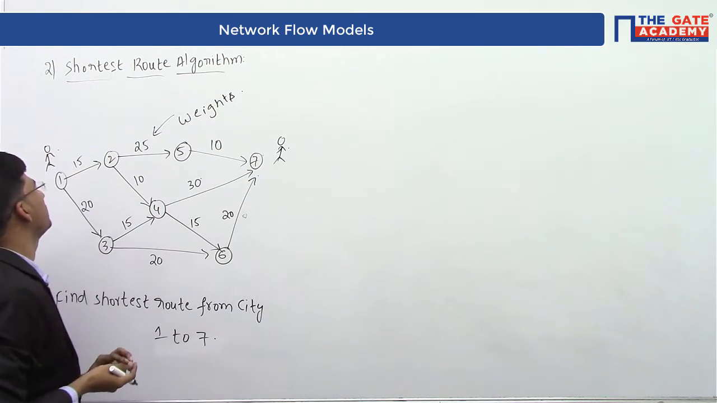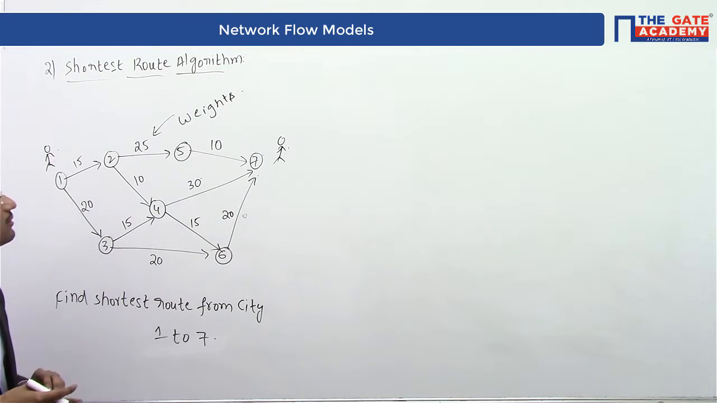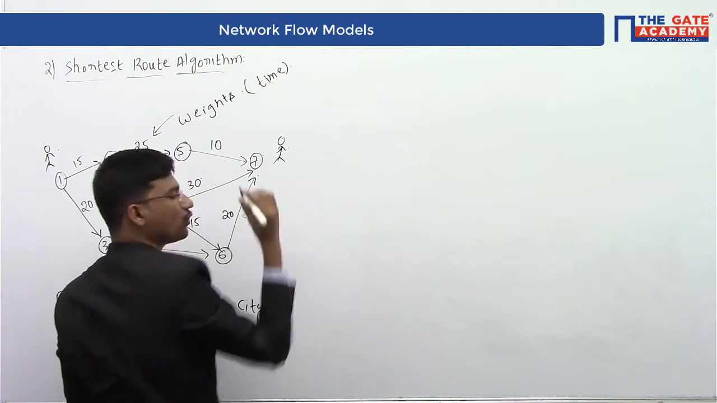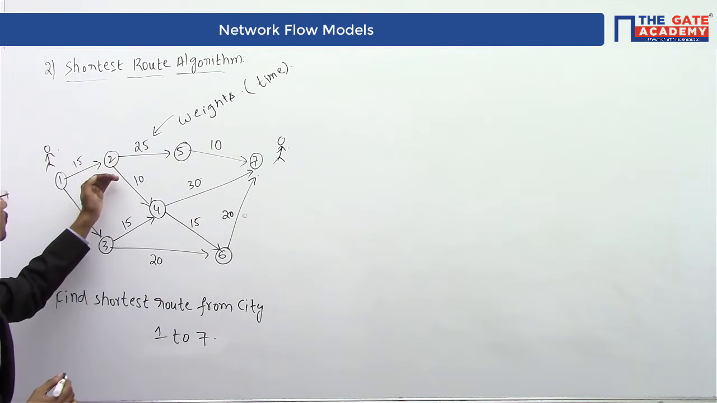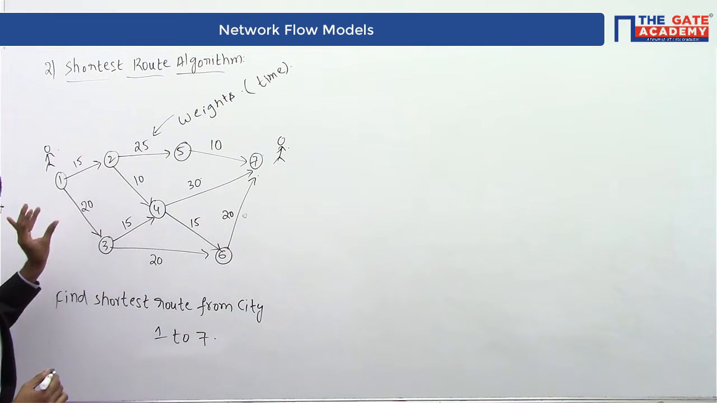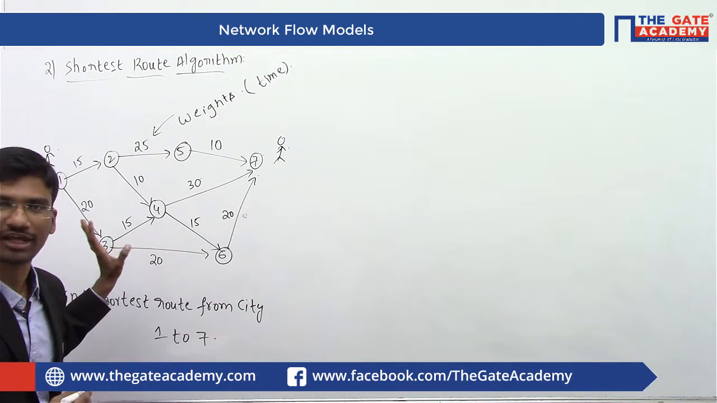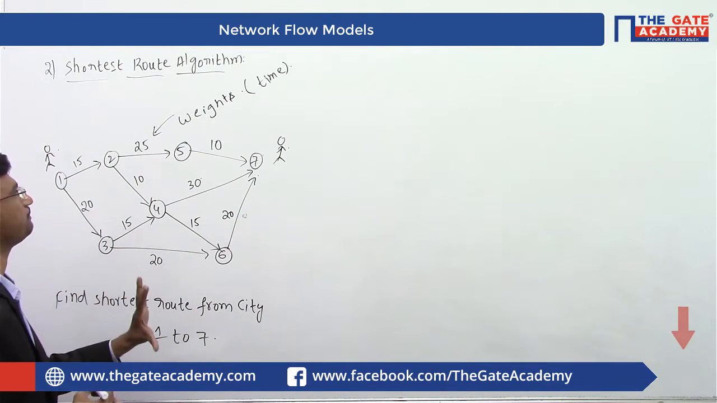Say for example this is the time taken. Time taken will be 15 hours. So in our case the weight is time. We are assuming that for traveling from 1 to 2, this particular train is taking 15 hours. From 2 to 5 it is 25 hours, and so on.